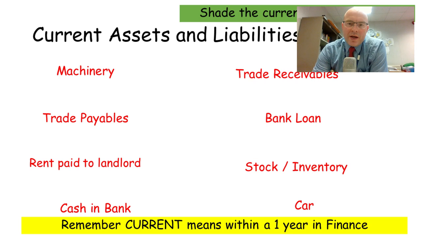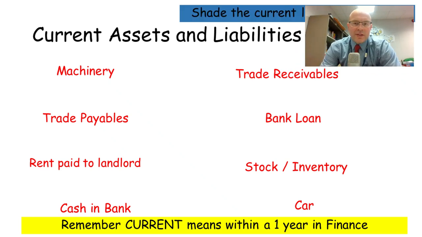So in this task, you actually try and shade in green all the current assets. Now, it's key to remember here that current assets are things that you can turn into cash within a year. Remember in finance, the word current means within a year. So the best one, obviously, is cash in bank. Secondly, it'd be your stock and your inventory. And last but not least, it'd be your trade receivables, because this is money that you're due to receive, remember, items you sold on credit.